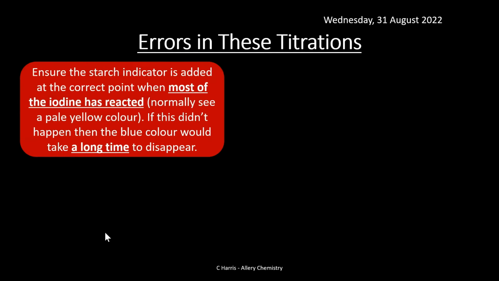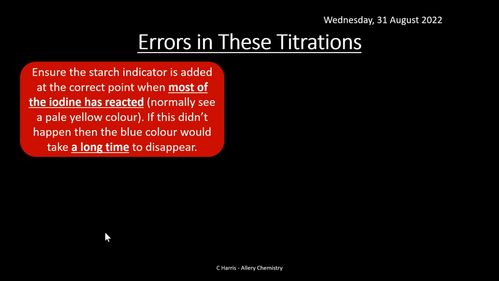Okay, so let's have a look at some of these errors. Now, the errors with this reaction are that we've got to ensure that the starch indicator, which we add to help identify the iodine, is added at the correct point. And this is when most of the iodine has reacted. Normally we'll see a pale yellow colour that's formed. If this didn't happen, then the blue colour would take a long time to disappear.